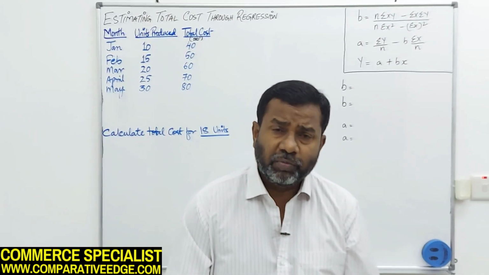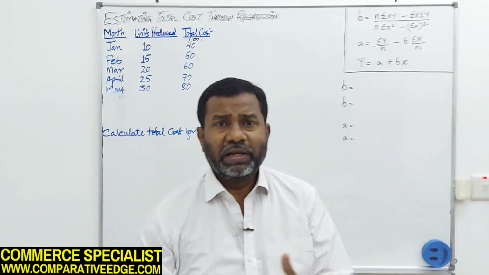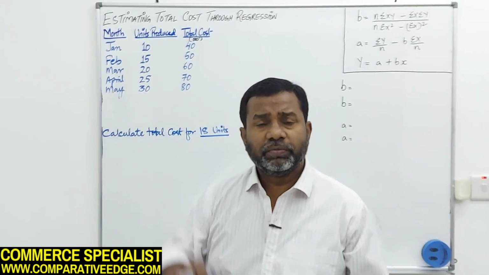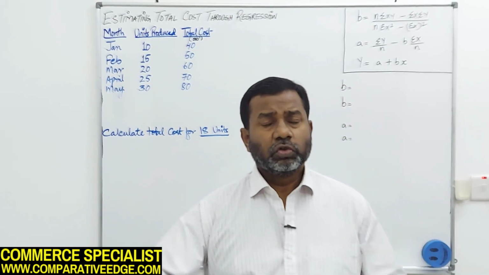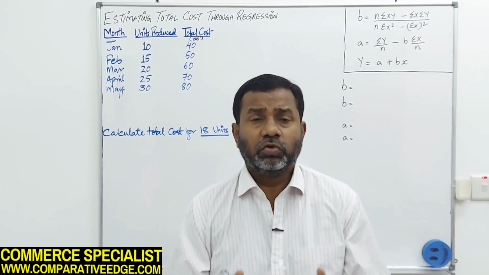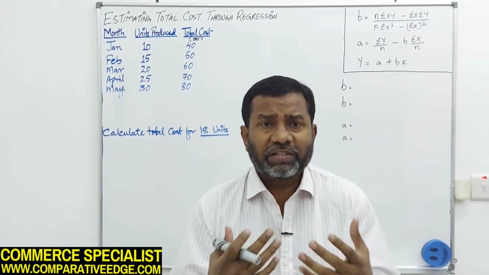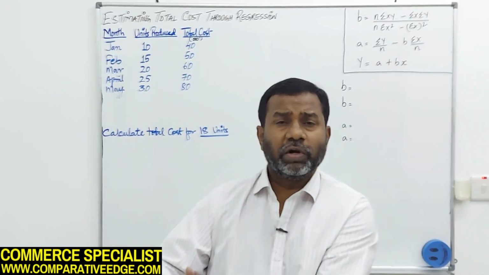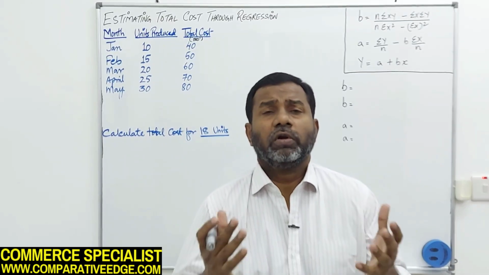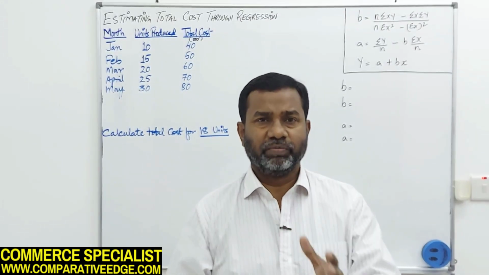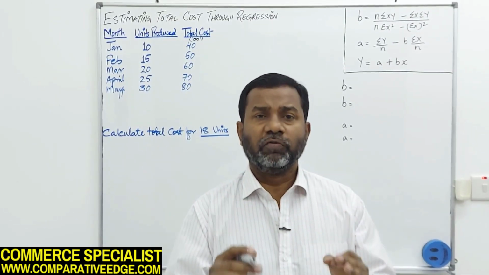Now, what if your boss is asking you, next month, that is the month of June, they intend to make 18 units. So if the company intends to make 18 units, you are the production manager, you have to ask for a budget. In order to make 18 units, this is the amount I need. So how are you going to do that? Very simple. Use the formula for regression.